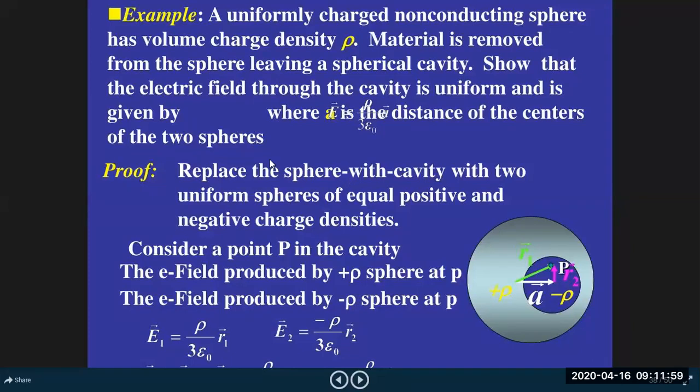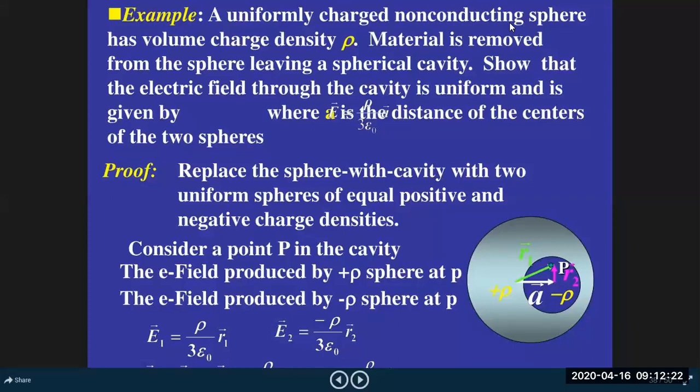In the last class, we have just discussed a few problems associated with application of Gauss law. And one of the problems that was discussed is this one.